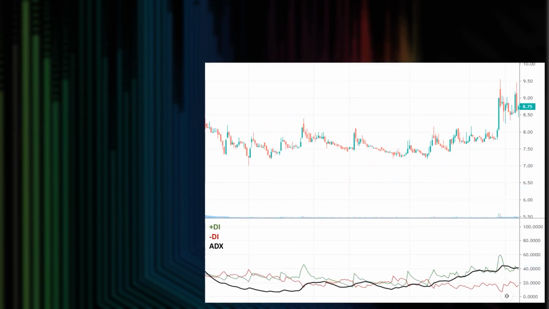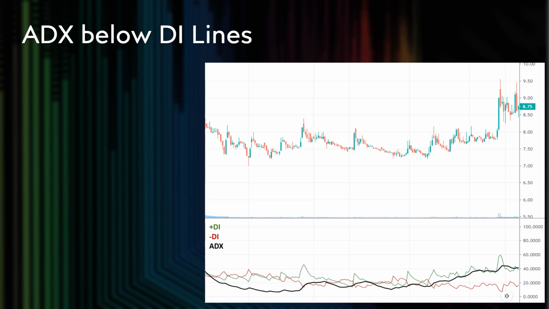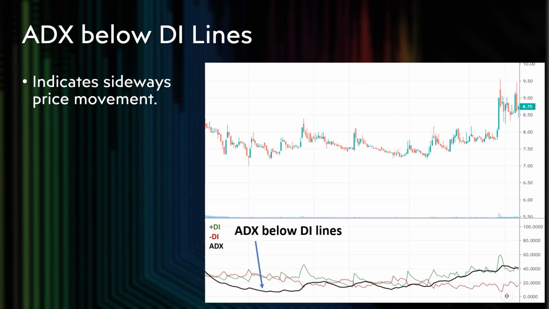The ADX below the DI lines indicates that the price is sideways. Also notice that the DI lines are interlacing. We can see in this chart that the price moved sideways while the ADX stays below the DI lines.